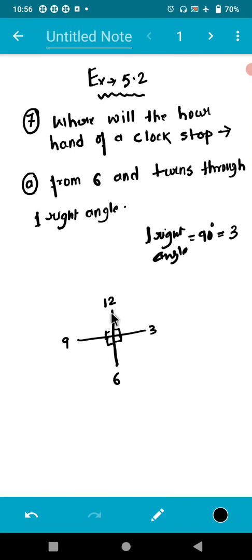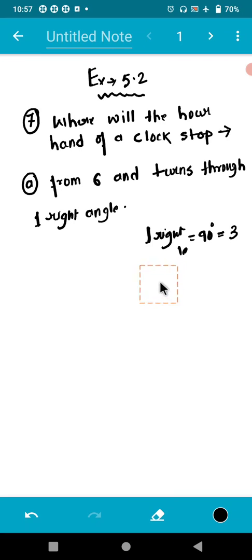So suppose you are facing 12 and you have to move one right angle, that means the distance that you have to cover from here to here, how many numbers you are moving. Here we have 1, 2 and 3, that means 3 numbers you have to move to cover one right angle. Fine. So this is the logic that you have to remember: one right angle means you have to move 3 steps. 2 right angles means what? 3 plus 3, that is 6 steps, and so on.